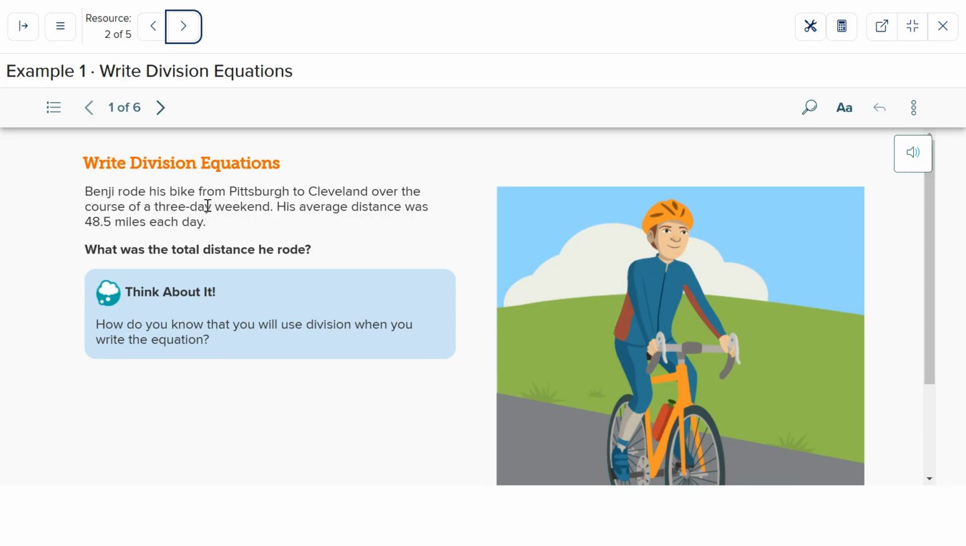We've got Benji rode his bike from Pittsburgh to Cleveland over the course of a 3-day weekend. His average distance was 48.5 miles each day. What was the total distance that he rode?